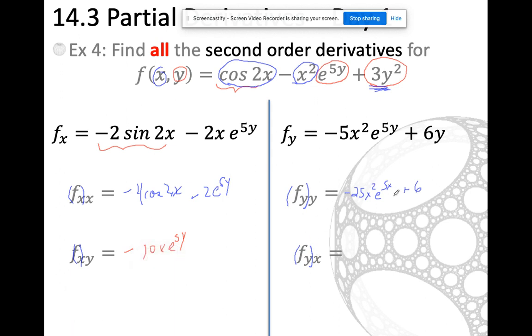Now I'm not going to go to this blue. I'm going to go back to the partial with respect to y, but take the derivative of this one with respect to x, which means I'm holding the y's constant. So the derivative of negative 5x squared times a constant is negative 10x to the first times that constant. And then 6y is a constant with respect to x. And so that derivative is 0.